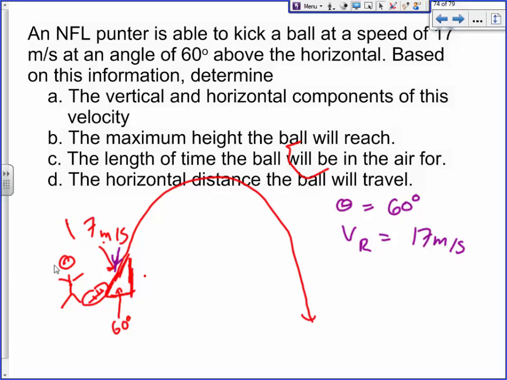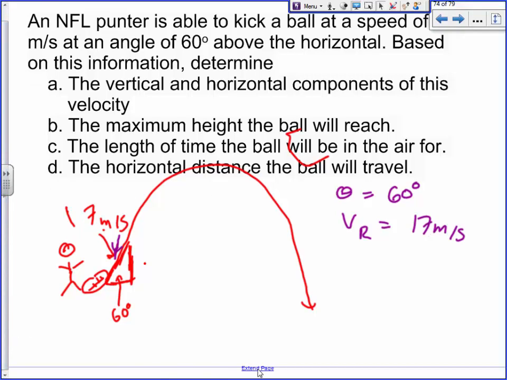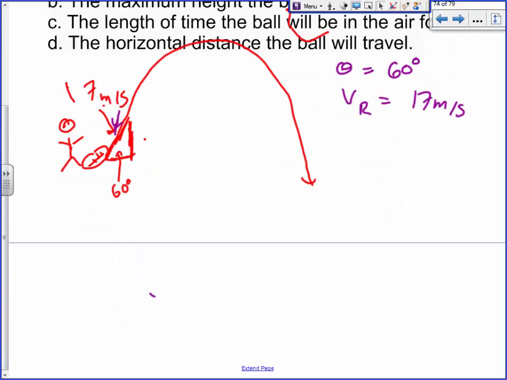Okay, so let me try drawing this triangle in here to begin with, because this is what we're going to have to do. I'm going to make a bit of a triangle here and set the hypotenuse to 17 meters per second, and the angle right there is 60 degrees.